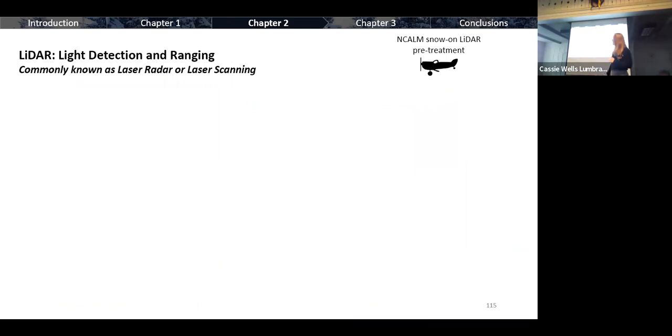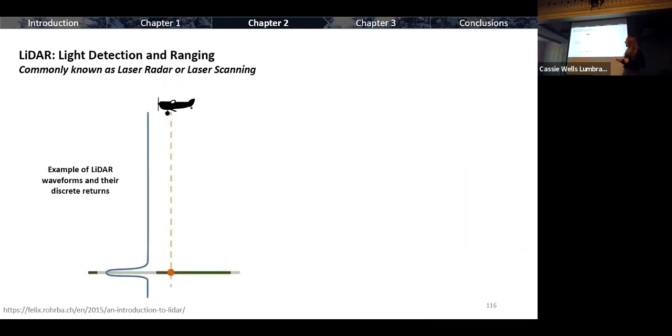So LiDAR is light detection and ranging. It's commonly known as laser radar or laser scanning. You might hear people just saying lasers. But essentially, it can be confusing. You can think about it as this laser that comes out of the plane or whatever it's mounted on. It can be on a drone or on a constant object.